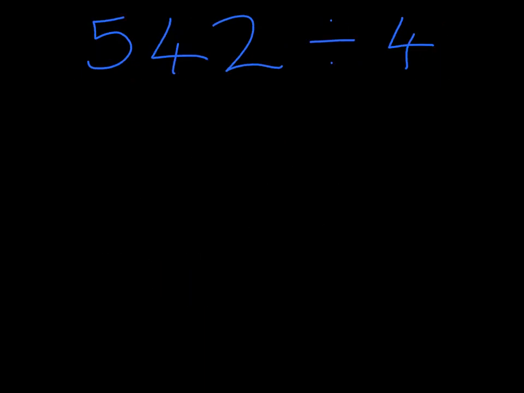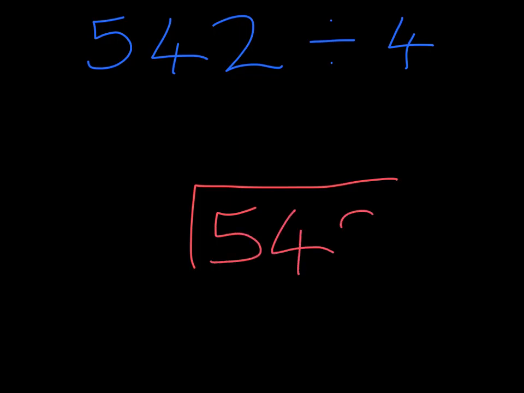Let's have a look at another example. So this time we have 542, and this time we're dividing by 4. So again, I'm going to draw my bus stop and put my number under here, 542, and the number that we're dividing it by here. So let's look at my first digit. How many groups of 4 can I make from 5? Well, I know I can make one group of 4, and I'll have one left over.